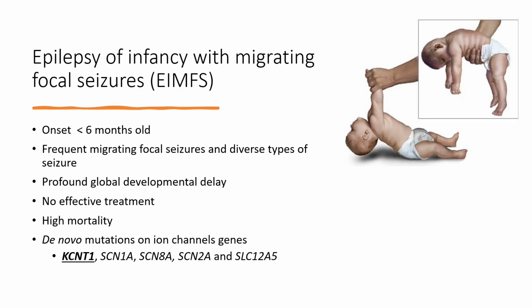The example I want to give today is epilepsy of infancy with migrating focal seizures, or EIMFS. Like KCNQ2, this is a potassium channel. The patients are very severely affected, onset is early infancy, with frequent seizures called migrating because on the EEG they move from one EEG region to another. These kids do fairly poorly, profound global developmental delay, no effective treatments, very high mortality, lots of comorbidities with these kids, unfortunately, very commonly caused by KCNT1 mutations.